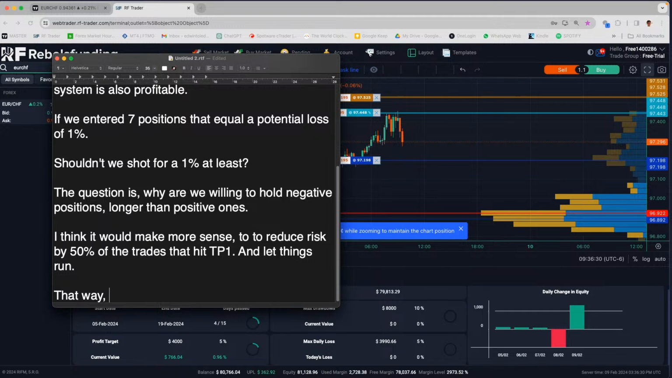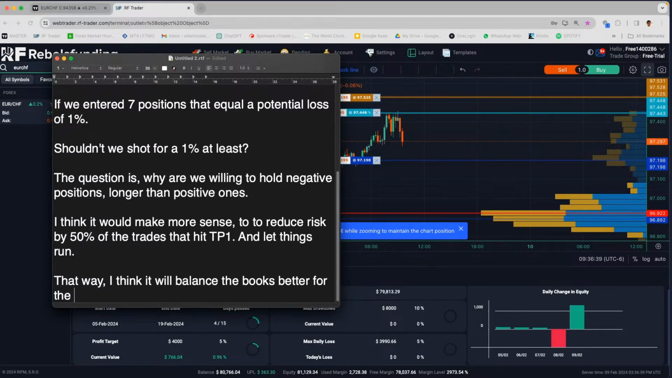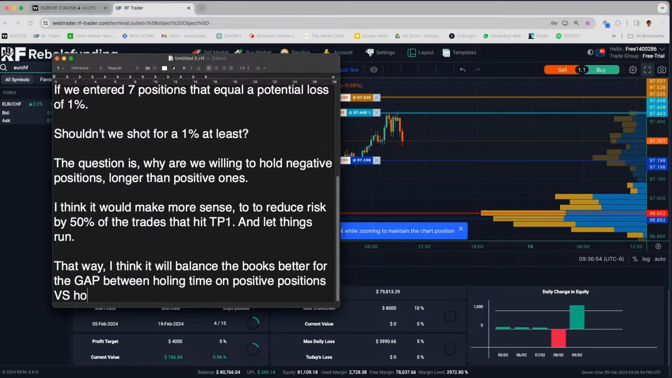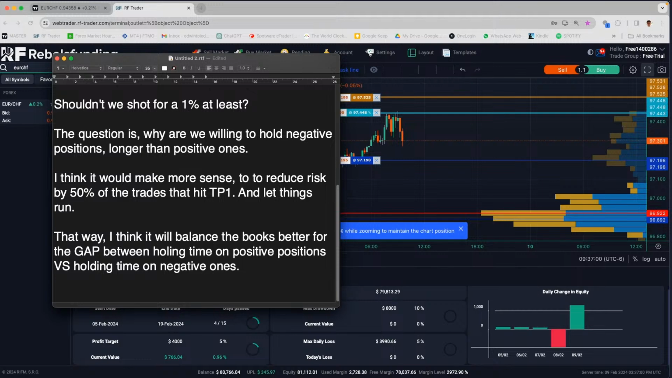That way, I think it will balance the books better for the gap between holding time on positive positions versus holding time on negative ones. I think it makes more sense. Of course, we entered for a reason, right? We got into the trade for a reason.